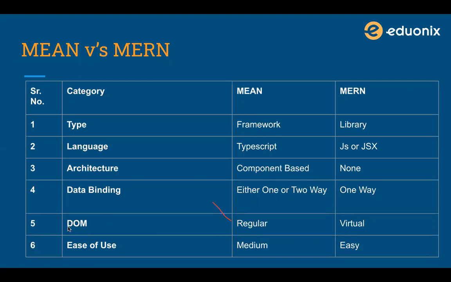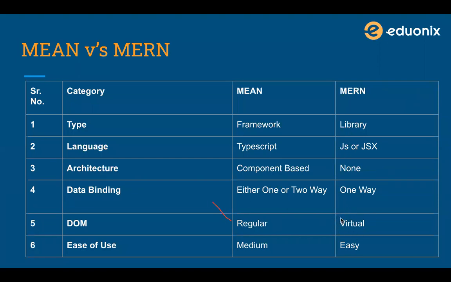Now DOM, this is the power which counts. DOM means document object model. Whenever you load a home page or a website, the entire page you see, the entire HTML format you see, is all about my DOM. So in Angular, that DOM is a normal DOM, so refreshes have to be handled. But in case of React, there's a virtual DOM which is appended.